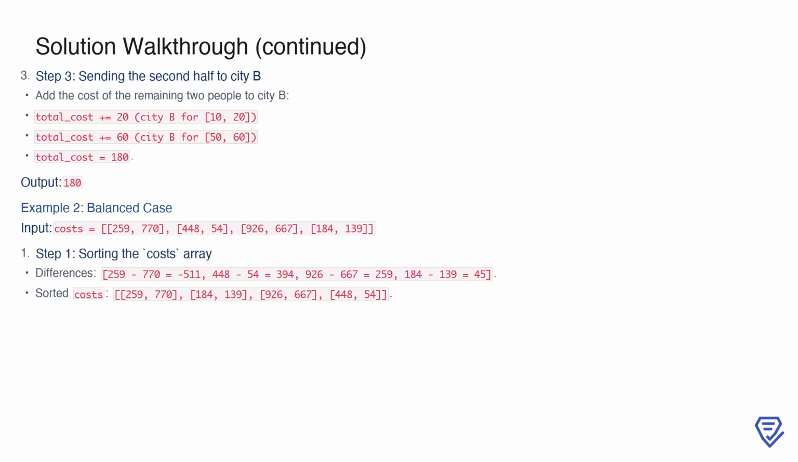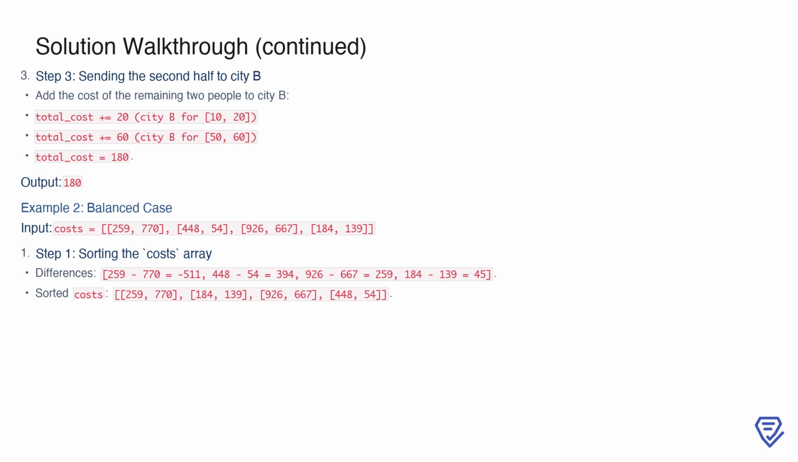Now, we focus on sending the remaining people to city B. These are the 2 individuals in the second half of the sorted array. Adding their costs to city B, we first include 20 for the person represented by 10, 20, followed by 60 for the person represented by 50, 60. This brings the total cost to 180. Therefore, the final output for this example is 180.